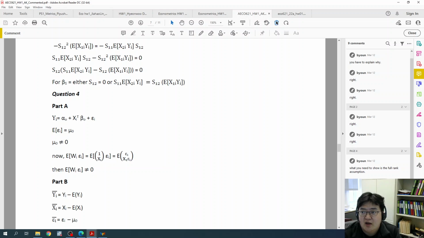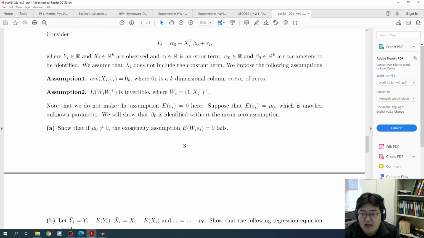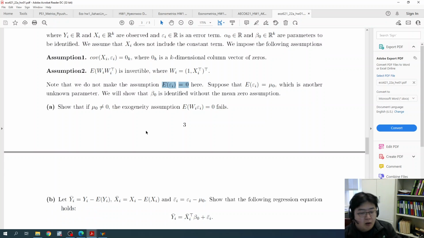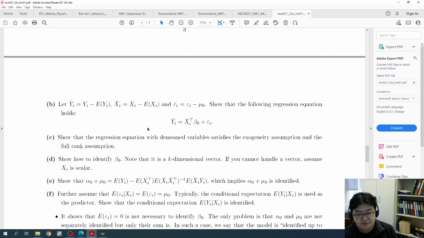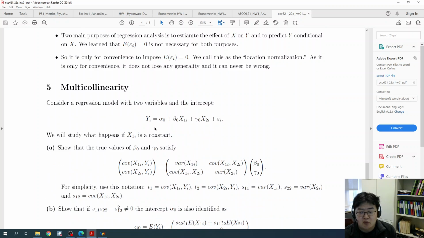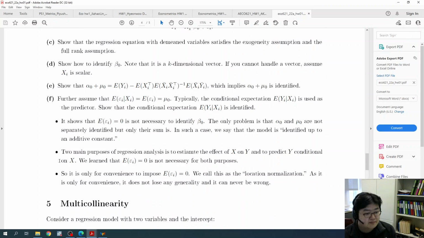I said this is not an essential assumption. So we call this just a normalization. It doesn't matter whether the expected value of epsilon is 1 or 100 or -1. Whatever number it is, it does not matter. But for simplicity, we are going to have it be 0. That's how you can understand this assumption. Okay, also we have done well. So this is it. I will stop here.